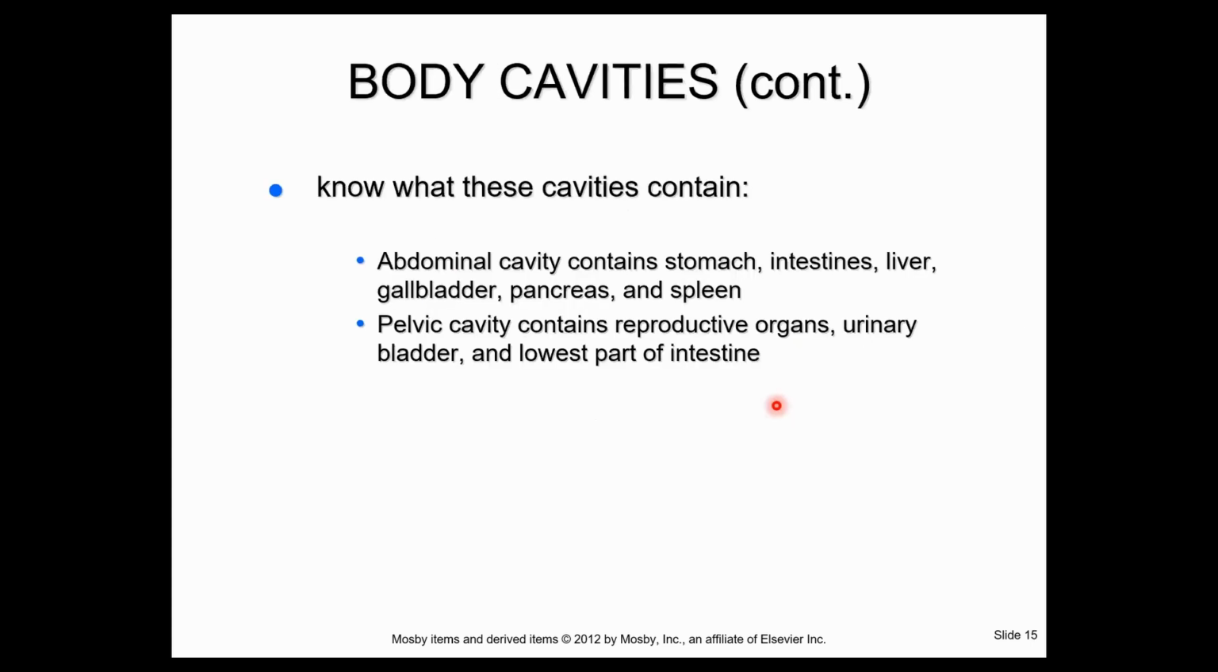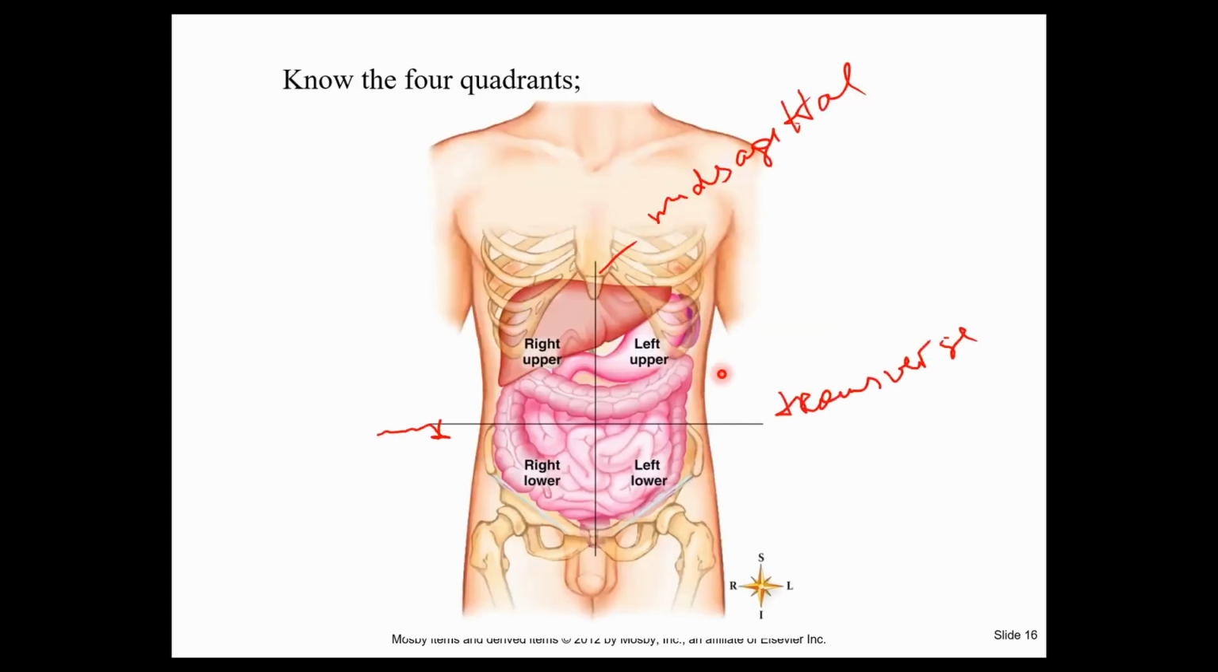And of course, these cavities contain multiple organs. For example, the abdominal cavity contains the stomach, intestines, liver, gallbladder, and so forth. The pelvic cavity contains reproductive organs, the urinary bladder, and the lower part of the intestine, meaning the colon. Okay? So we also need to get more specific about how we can better navigate and point to different parts of this, let's say, abdominopelvic cavity.